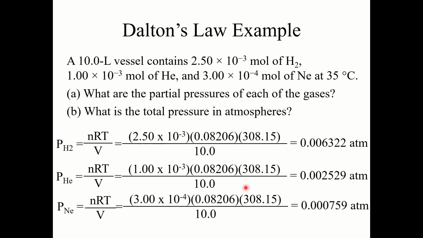You'll notice here the equations are the exact same. Same R value, obviously, same temperature and same volume. You're just changing the number of moles. 2.50 times 10 to the negative third for hydrogen, 1.00 times 10 to the negative third for helium, and 3.00 times 10 to the negative fourth for neon. So we get this partial pressure for hydrogen, this partial pressure for helium, and this partial pressure for neon. So this answers part A.